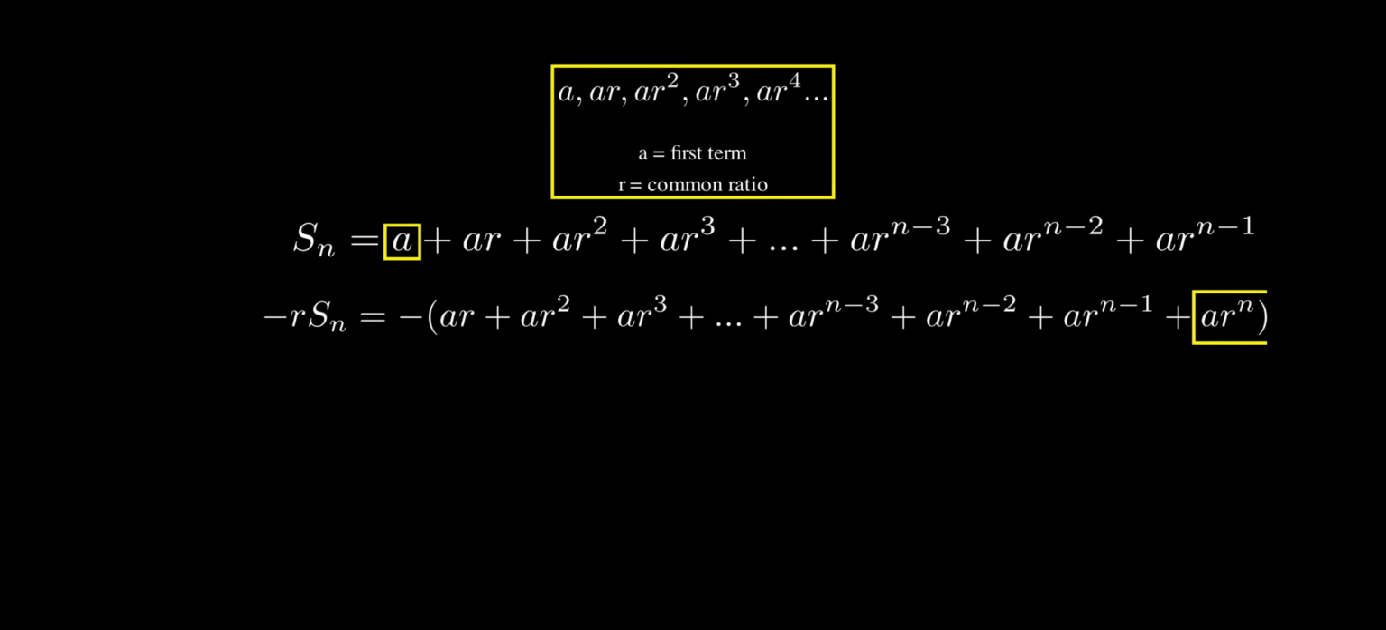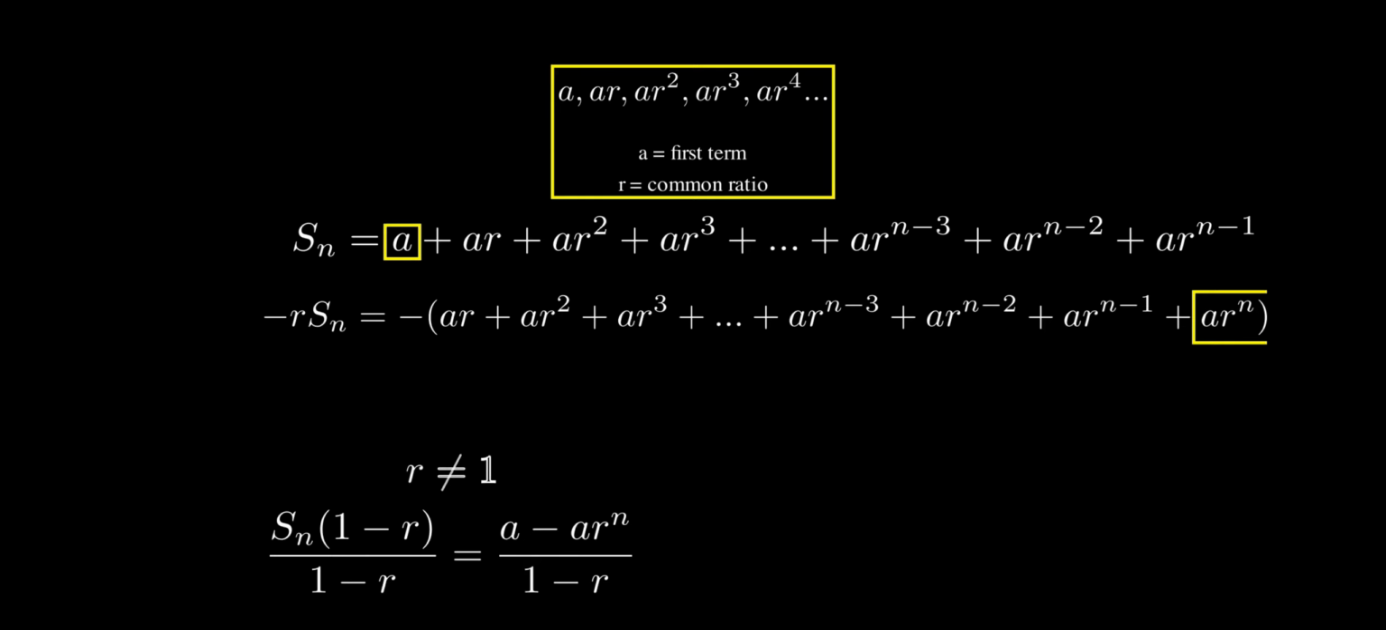So, on the left side we have S sub n minus r times S sub n, which can be factored to S sub n times 1 minus r. And for the right side, since a and ar to the power n are left, it would be a minus ar to the power n. We can divide by 1 minus r on both sides to find S sub n only. But we can only do this when r is not equal to 1, since we cannot divide by 0.